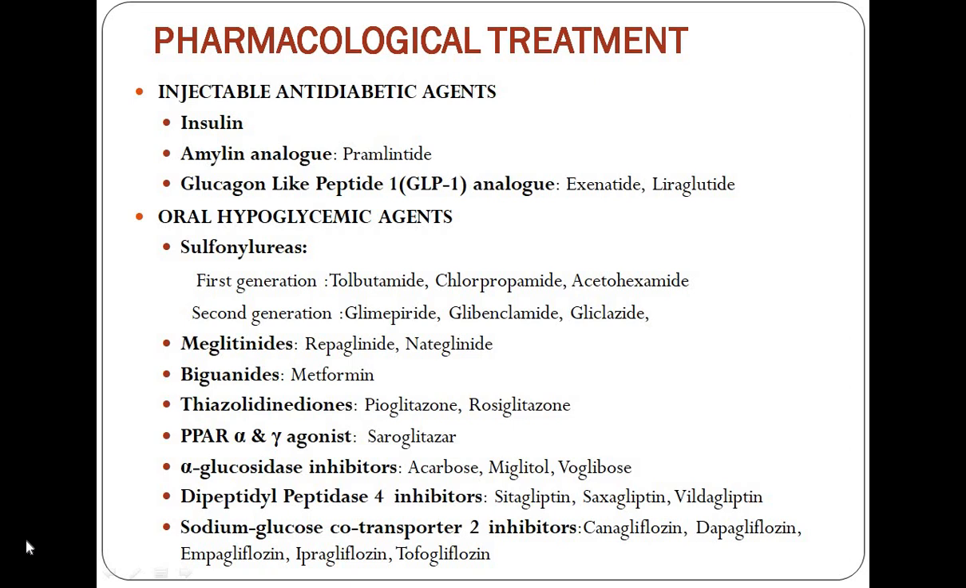agents: sulfonylurea, first generation and second generation, tolbutamide under the first generation, glipizide under the second generation. Next are the meglitinides, that is nateglinide, biguanide, metformin. Next is thiazolidinedione, that is rosiglitazone, PPAR alpha and gamma agonist, saroglitazar, alpha glucosidase inhibitor, acarbose, DPP4 inhibitor, that is sitagliptin, SGLT2 inhibitor, these are the dapagliflozin.